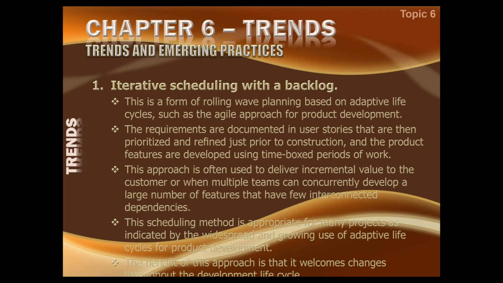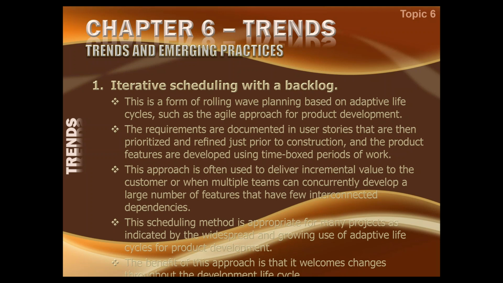Or when multiple teams can concurrently develop a large number of features that have few interconnected dependencies. So if there is not a problem of interdependency, I can start doing more than one sprint simultaneously. Meaning what? More than one team is simultaneously working, but then the work should not be interdependent, because we don't want the various sprints working interactively with each other.